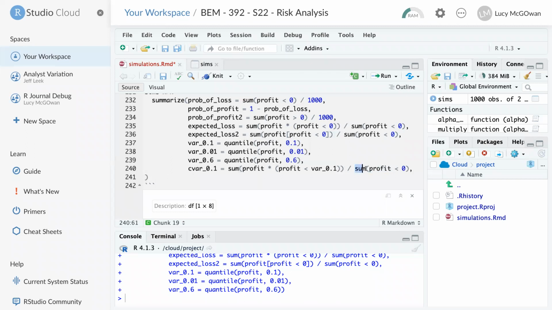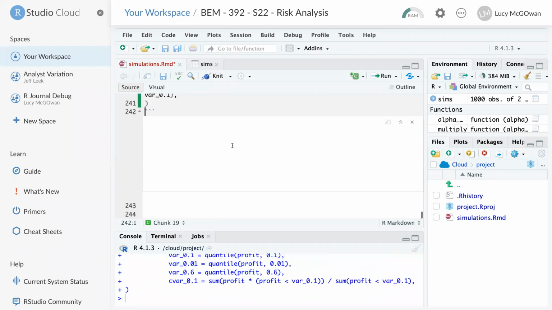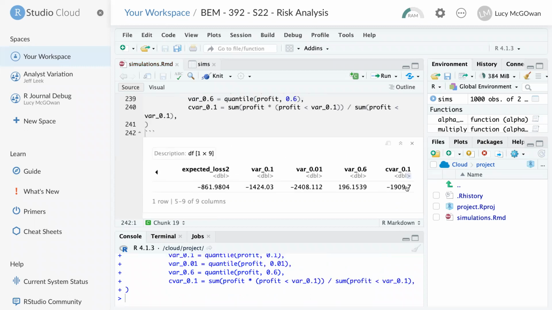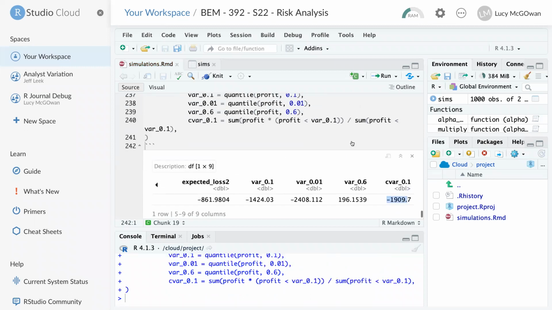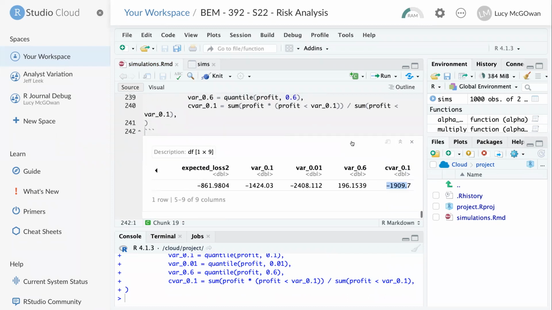And then in the denominator, instead of the indicator that profit is less than 0, it's going to be that profit is less than this value at risk. And so that tells us that's this number here, this 1900. That says if we do end up in the bad case scenario of being in the lower 10% of our tail, on average, we're going to lose $1,900.